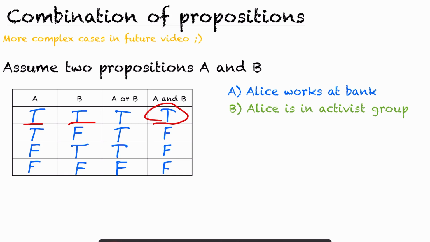However, first possibility, that Alice only works in a bank, could also be covered by this case, where only A is true and B is false, since it is possible for her to work at a bank and not be in an activist group.